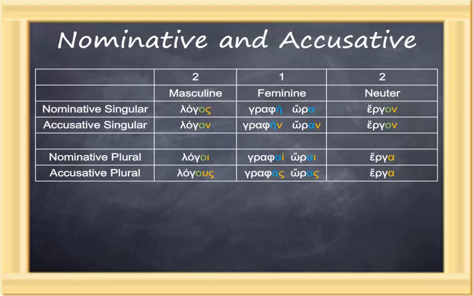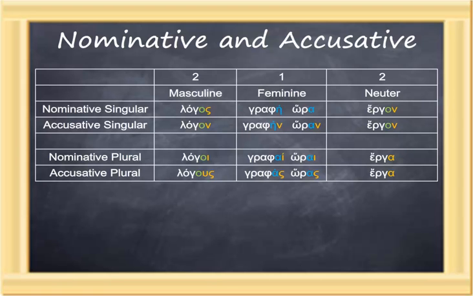One could do the same exercise with the various forms of graphe. Graphe, subject, graphen, direct object, both of those singular. Graphai, the scriptures, subject. Graphas, the scriptures, direct object. Moses wrote the scriptures of the Torah, for instance. Hora, the word means hour. Hora, subject. Horan, direct object. Horai, plural subject. Horas, plural direct object.